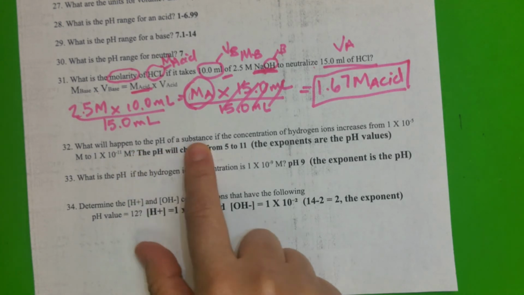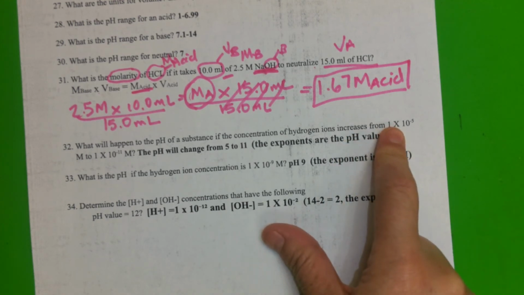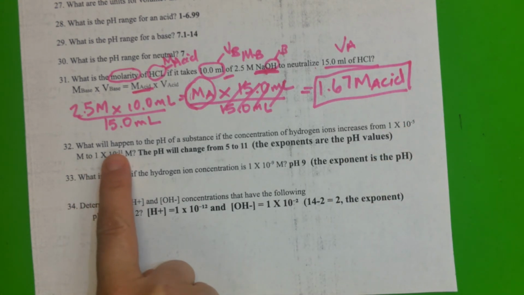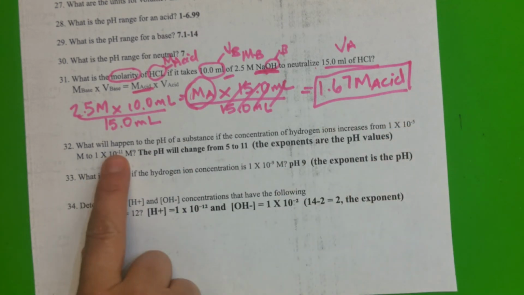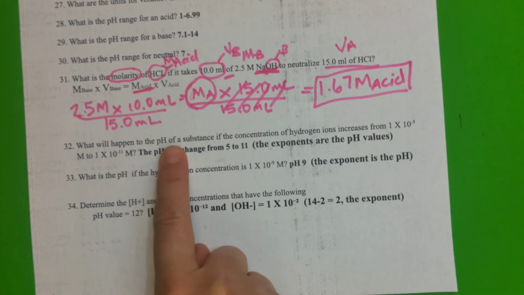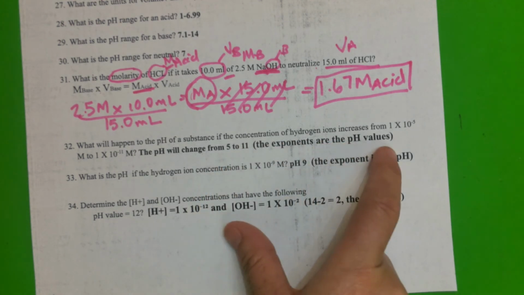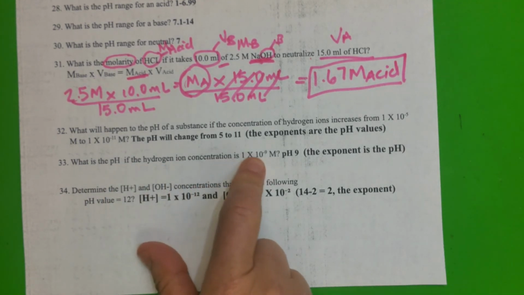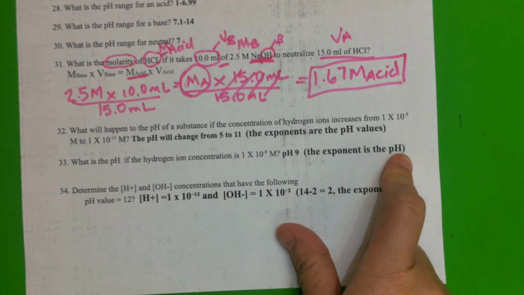What will happen to the pH of a substance if the concentration of hydrogen ions increases from 1 times 10 to the negative 5 power molarity to 1 times 10 to the negative 11 power molarity? Keep in mind that the exponents are the pH values. The pH will change from 5 to 11. That's all it means. The pH is changing 5 to 11. The next one, what is the pH if the hydrogen ion concentration is 1 times 10 to the negative 9? That is a pH of 9. Remember that the exponent is the pH.